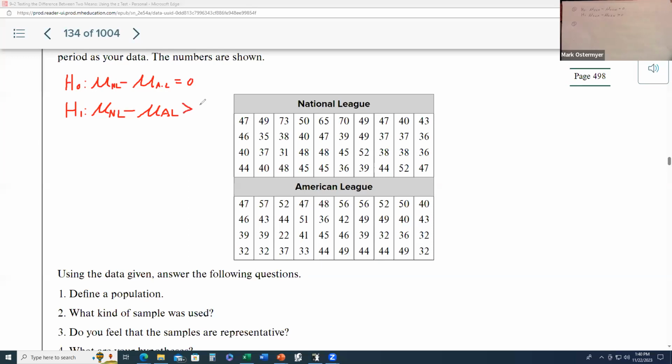Is greater than 0, correct? Greater than 0. Do you agree? Those would be the hypotheses we'd be testing there. And go ahead and do that.